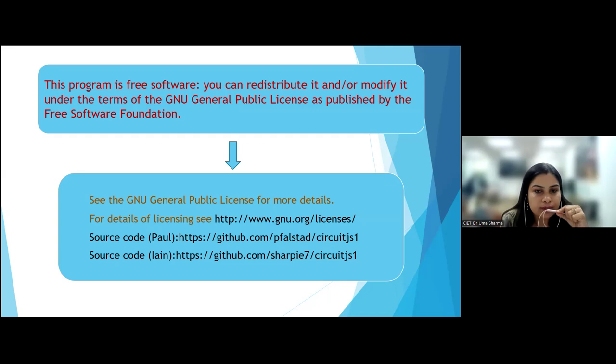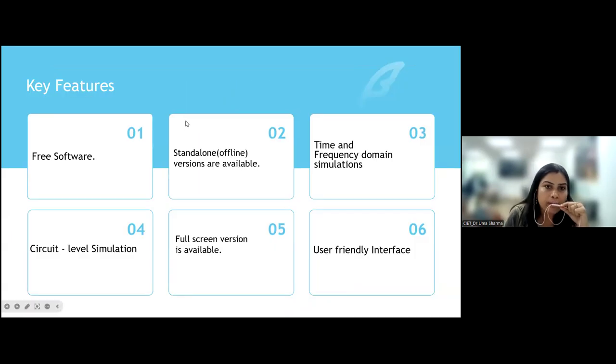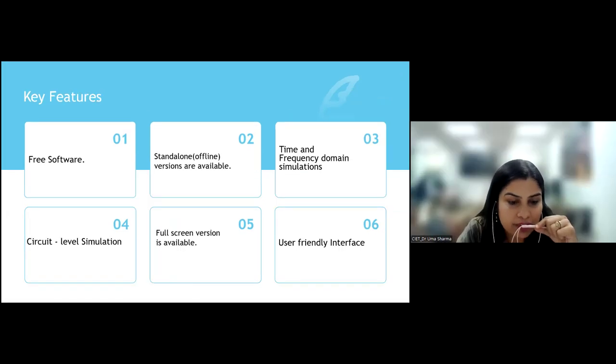So let's go further. Okay, so the main features are that it is free software. Second, a standalone offline version is available over here. And whatever simulation we are making through this interface, the domain is time and frequency. We can change the time, we can change the frequency, and accordingly our simulation is affected. Okay, we can get the result accordingly.